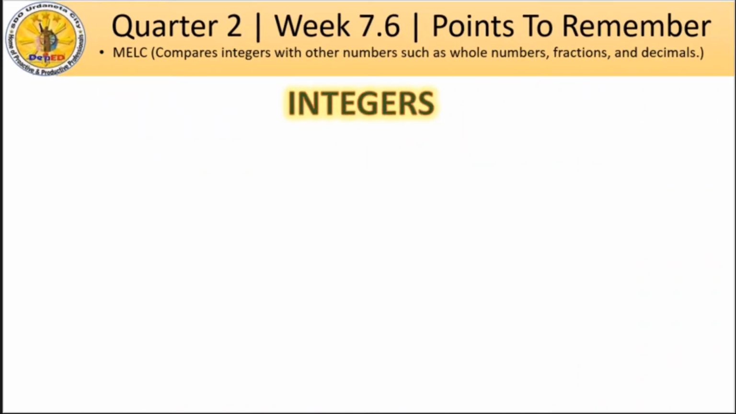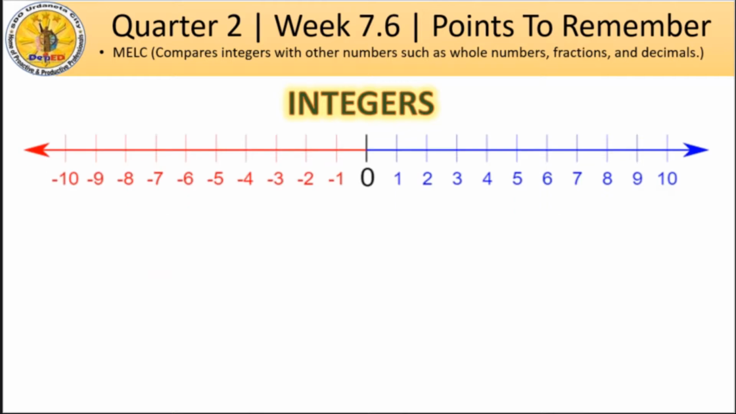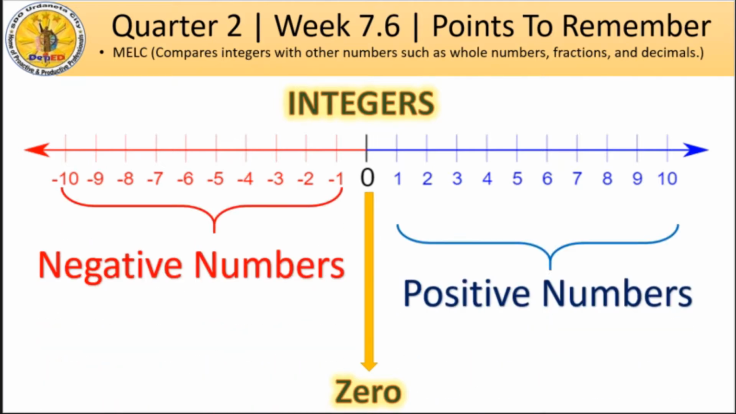Integers lie on our number line. At the center of our number line, there is 0. 0 is a special number. It's neither positive nor negative. It separates negative numbers from positive numbers.